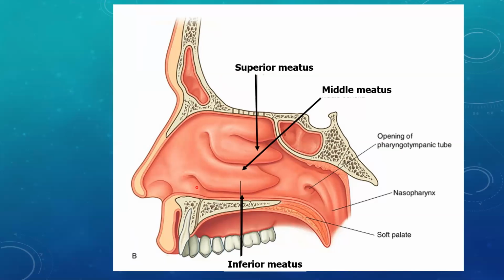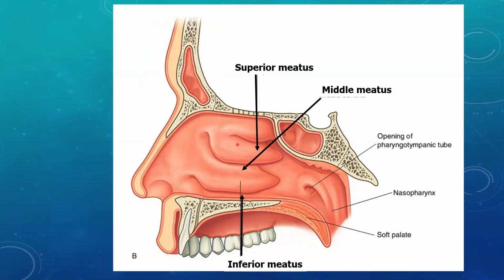Below the inferior concha, this space is known as the inferior meatus. This will be shown when you have dissection, showing all these structures. You have to identify them. It will be asked in theory as well as in a practical examination.